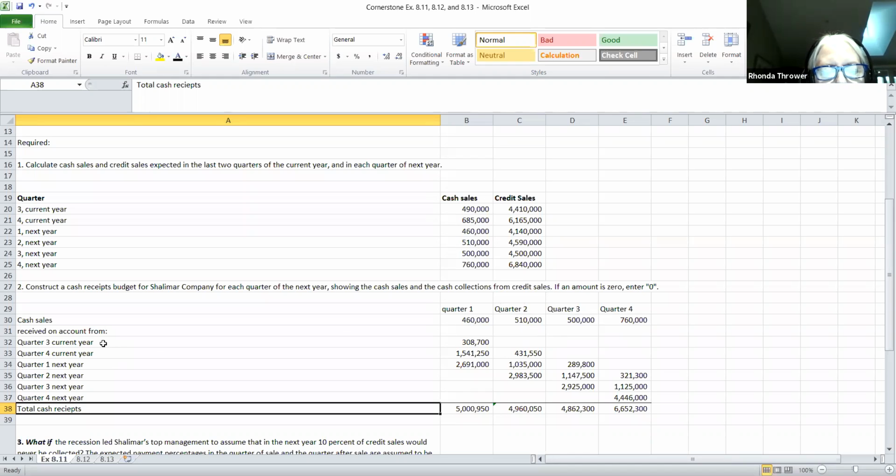The next thing they ask you for is what you received on account. Remember, you had 90% of the sales on account that you had recorded here.